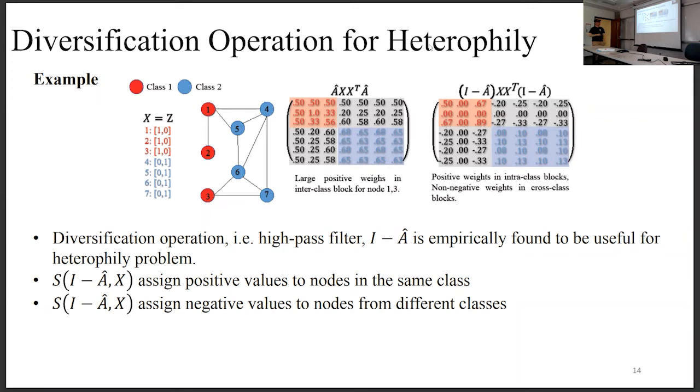But if we use the high pass filter, we can see that node one assigns positive values to the nodes from the same class and negative values to the nodes from different classes. And it is the same for node three, which means in back propagation, node one and node three will move in the same direction as the nodes from the same class and move in different directions from the different classes. So this explains why in some cases the high pass filter will work better than the low pass filter.